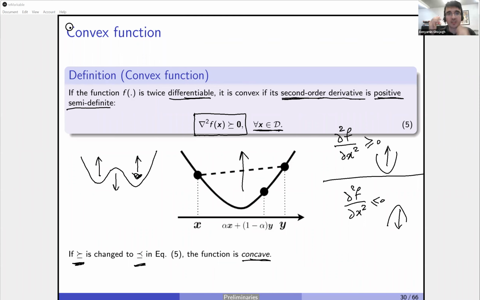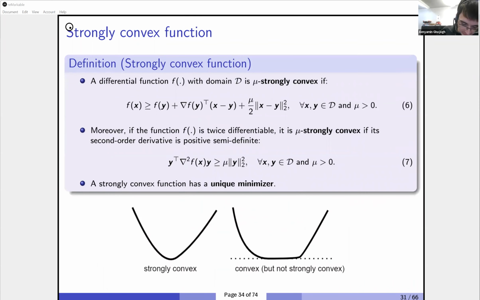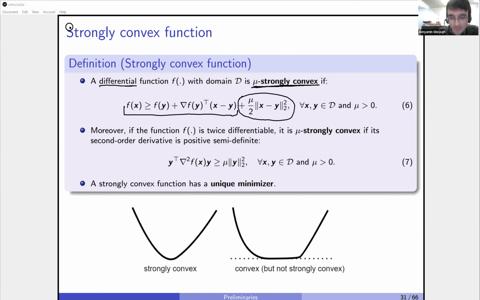Okay, what is a strongly convex function? A differentiable function, again, if it is differentiable, is mu strongly convex. Do you remember, if we had this term, it would be convex. Then it adds something else to the right-hand side with a parameter mu. That's why it's called mu strongly convex, where mu is positive. Okay, if mu is 0, then it's convex. But if mu is positive, it's strongly convex.